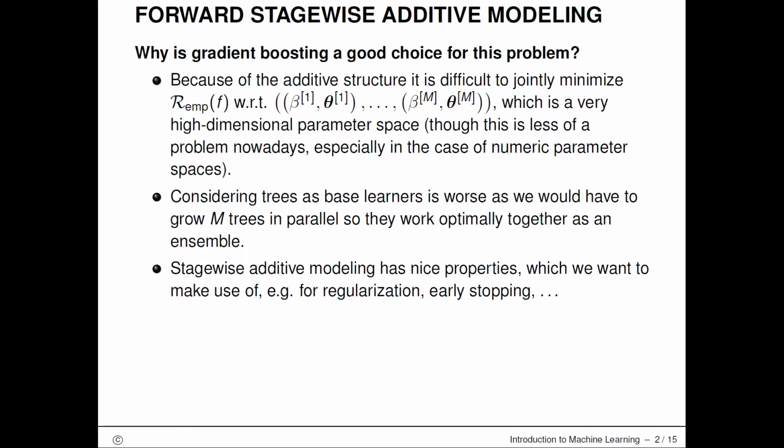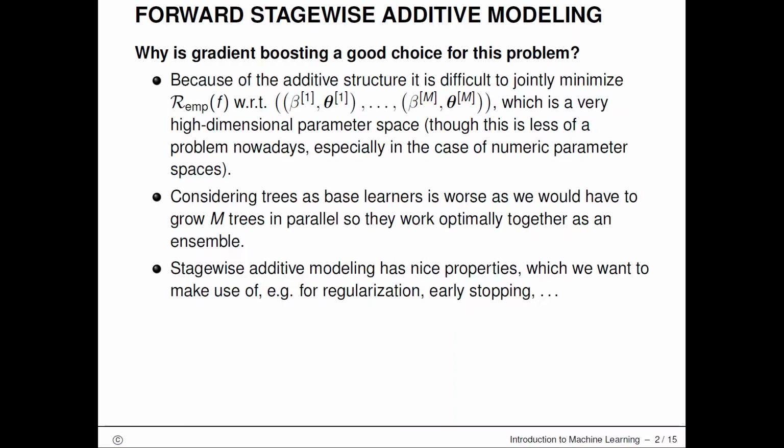Maybe there are some ways to get around that. The other problem is that the parameter space may not be purely numerical. Imagine, for example, and this is a very popular and important example, that our base learners are trees. We would now have to grow M trees in parallel. So this is more or less a very complicated discrete optimization problem. Remember that we already had to come up with a specific algorithm to grow an individual tree. And now we would have to grow M trees in parallel so they work optimally together. This is doable, but it's hard to do efficiently, and it's a lot of extra effort that we would have to put into that.